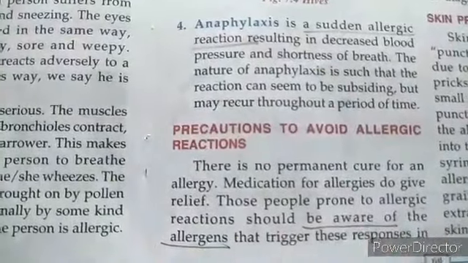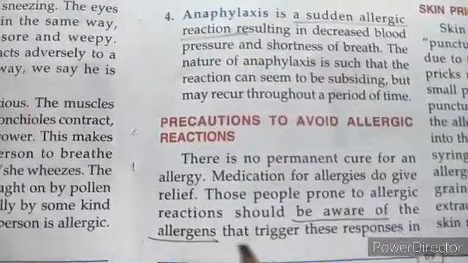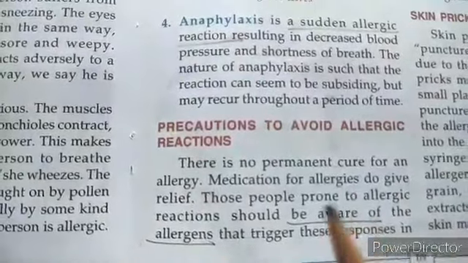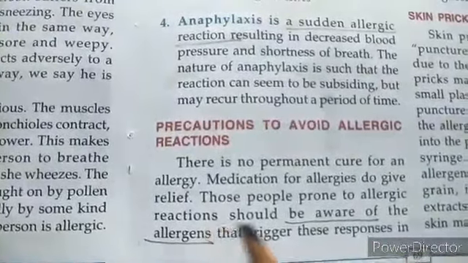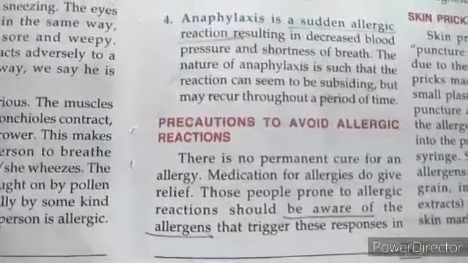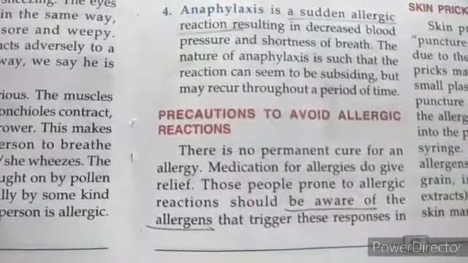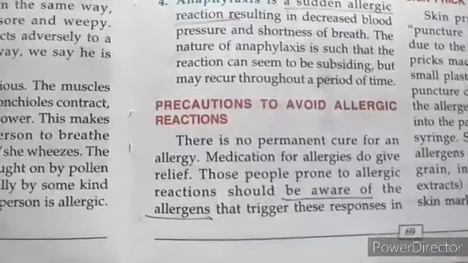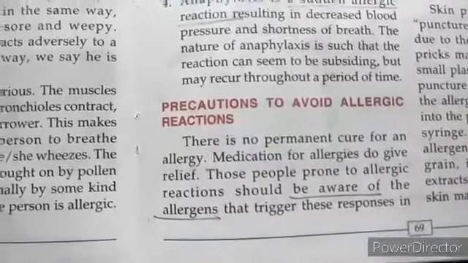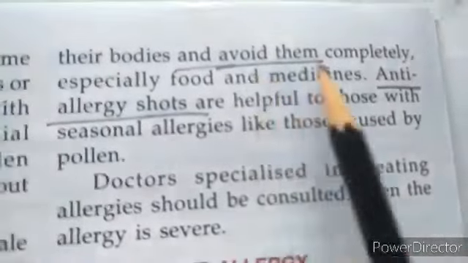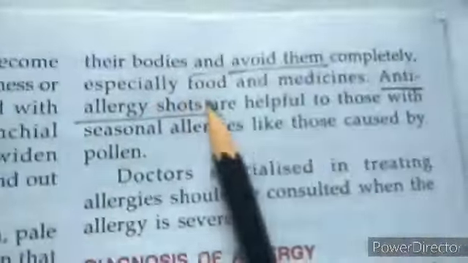Those people prone to allergic reactions should be aware of the allergens that trigger these responses. People who are prone means people who get allergies every now and then. So they should be aware that yes, I am a person who gets allergies, and the things that give me allergies, the allergens, if you're aware of that, your life can be much easier. Because if I know I'm allergic to milk products, I can easily ensure that I am avoiding those products that give me allergy, and I can save myself from an allergic condition. As it's given there, avoid the allergens completely, especially food and medicine.